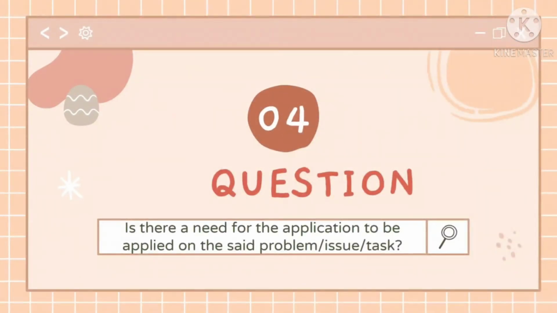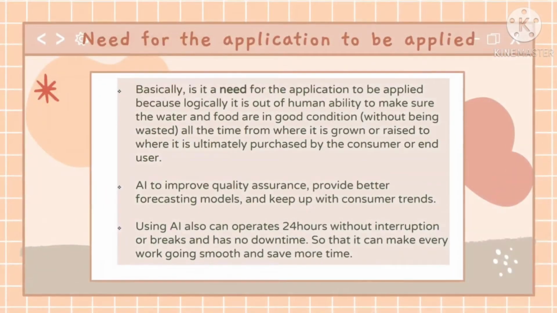Is there a need for the application to be applied to the said problem, issue or task? Basically, there is a need for the application to be applied because logically it is beyond human ability to make sure the water and food are always in good condition without being wasted all the time from where it is grown or raised to where it is ultimately purchased by the consumer or end user. Other than that, AI can also operate 24 hours without interruption or break and has no downtime, so it can make every work go smoothly and save more time.